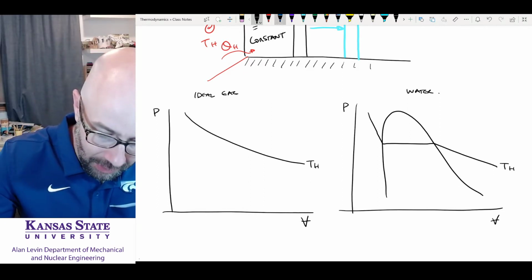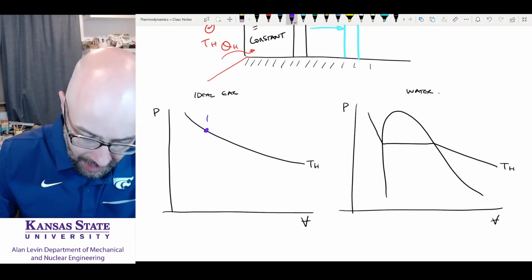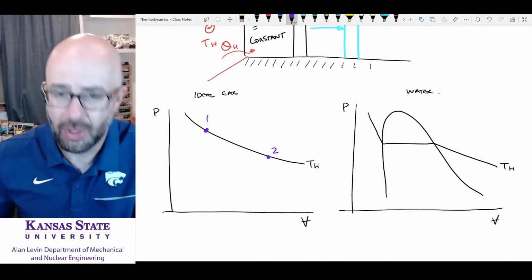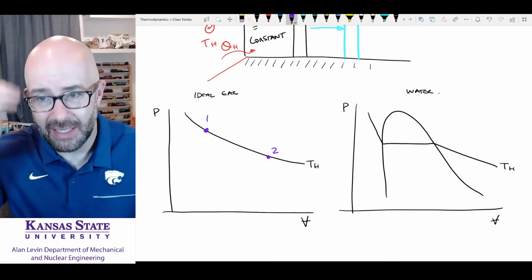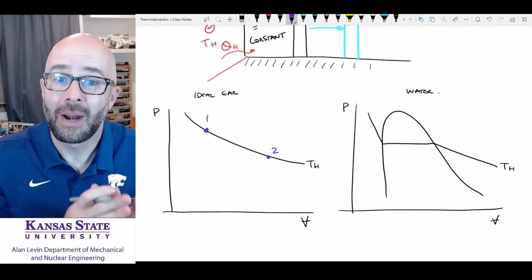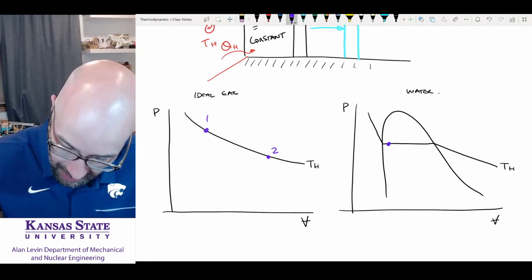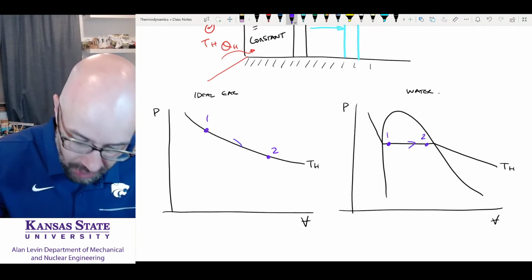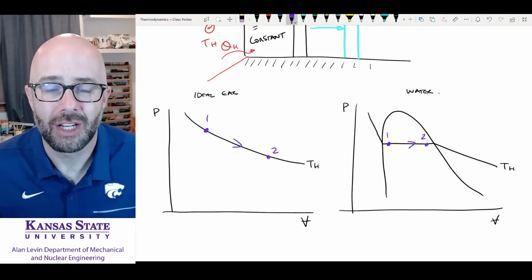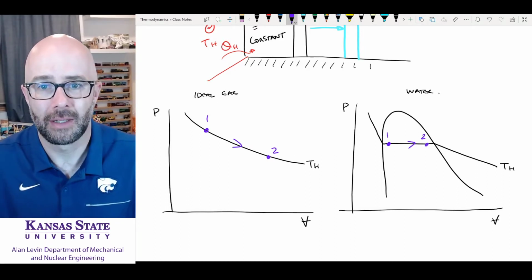Okay, now let's label our points. We are going to start here at 1, and we're going to go down to 2. Now the pressure is going to drop, because we're expanding. But we're keeping it at a constant temperature. That's going to happen for a gas. But what happens for water? We're going to say we're here. 1, 2. Okay, in this situation, the pressure doesn't change. We're just changing the volume, making the volume bigger here as we're going through here.